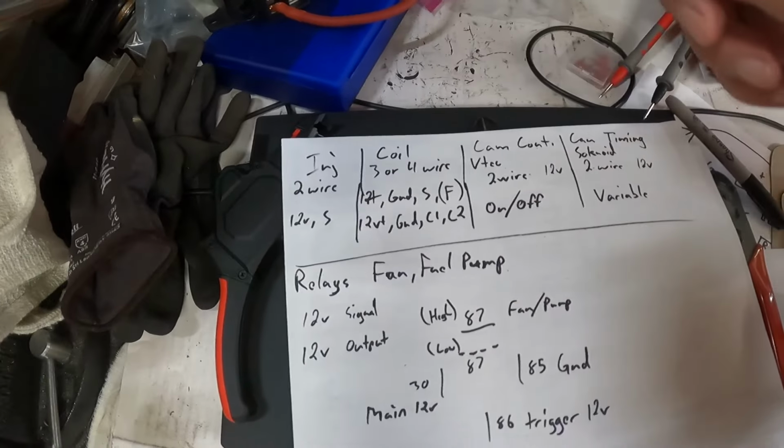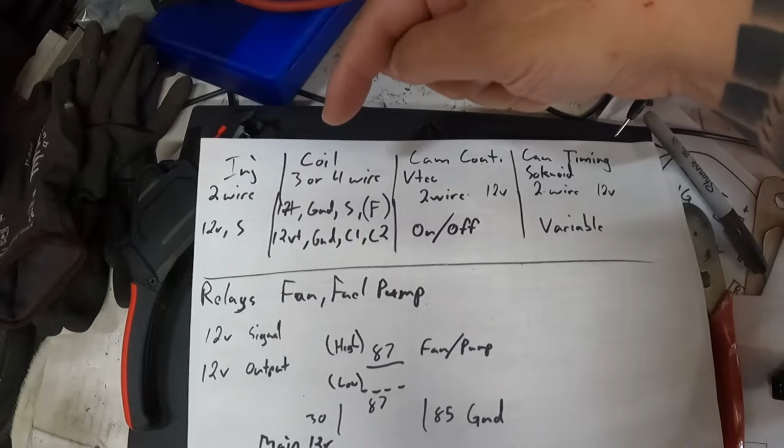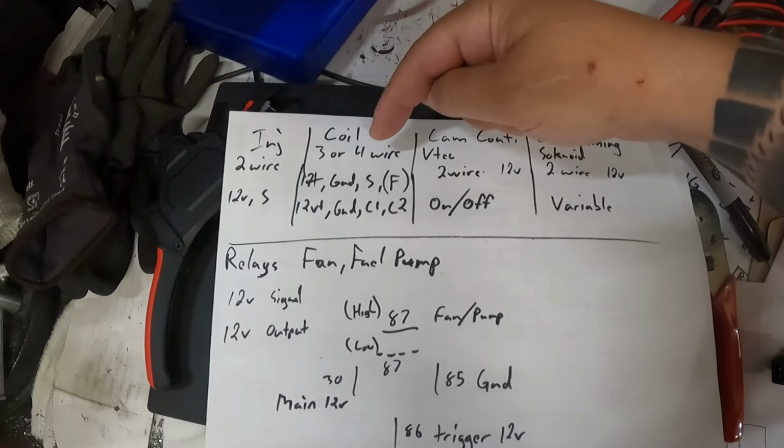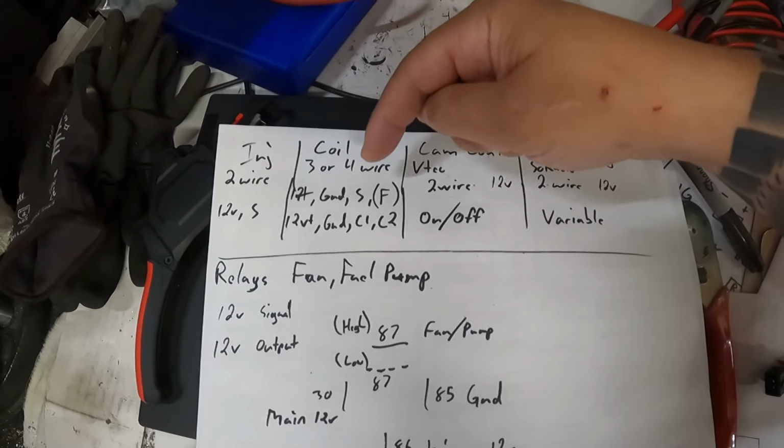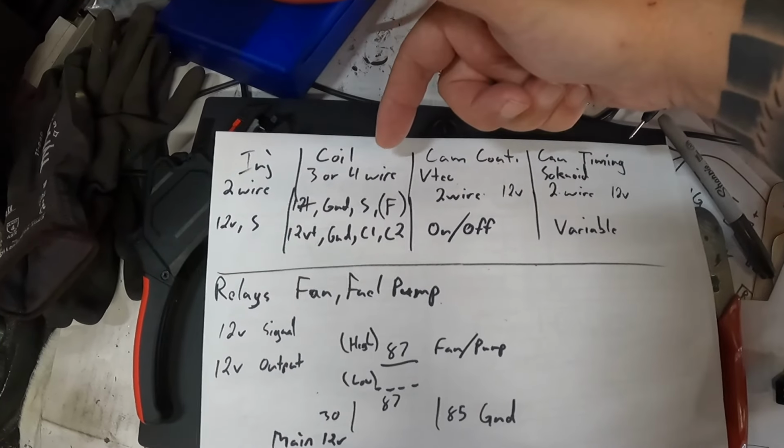Super easy to wire. Our coils are a little bit more involved, and there's a couple different kinds of coils. Most installations these days will have what's called a smart coil, which are usually three or four wires.